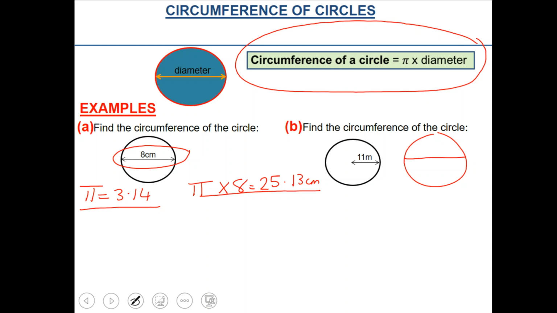Okay, so from the relationship, what you should have realized is if the radius is 11, the diameter should be 22, because the radius is half of the diameter. So now all we need to do is substitute the numbers into the formula. So we do pi times 22, and to 2 decimal places, the answer that we should get is 69.12, and the units are in meters. Next question.